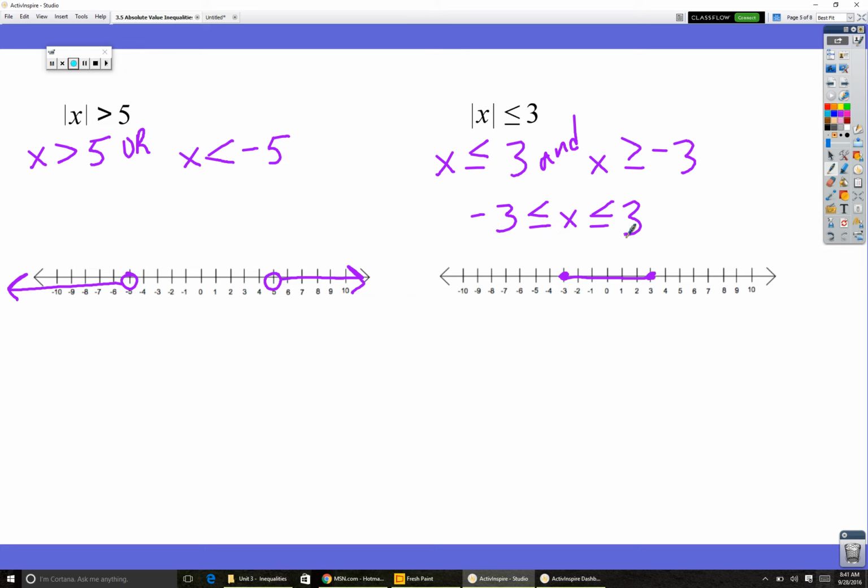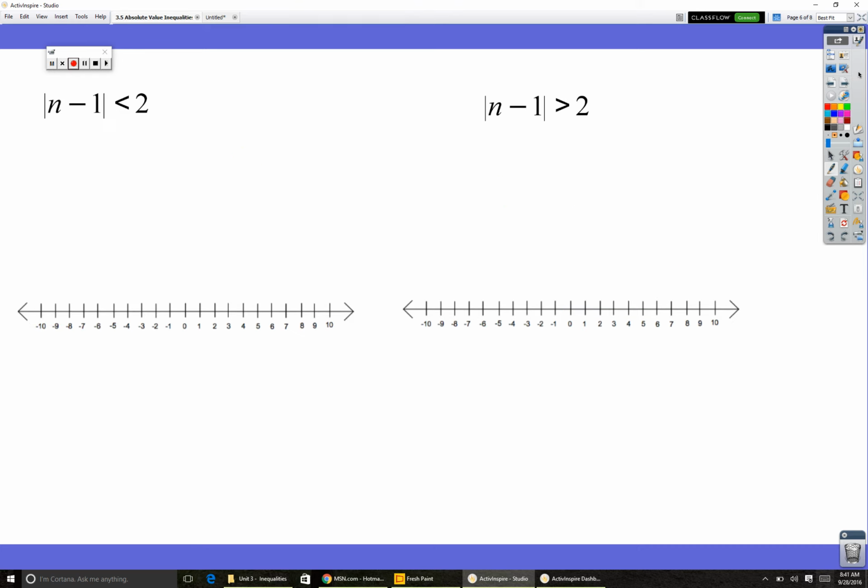Okay, let's move on to some where we actually have to do a little bit of solving. Okay, we have the absolute value of n minus 1 is less than 2. It's already solved for the absolute value. We have only an absolute value sign on the left, so I'm going to go right to the step of writing two inequalities. Zane, what would my first inequality be? N minus 1 is less than 2. Just less than, no equals in there. Okay, good.